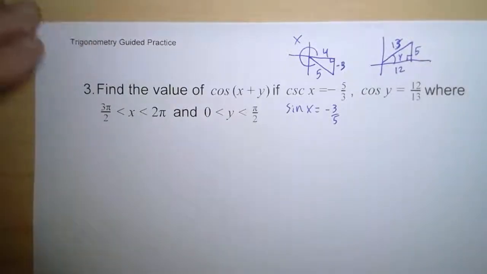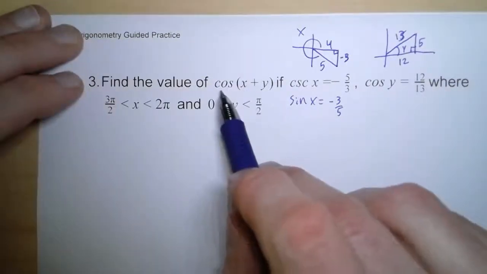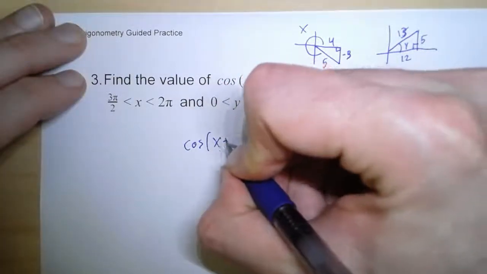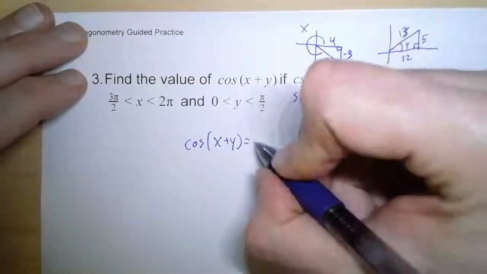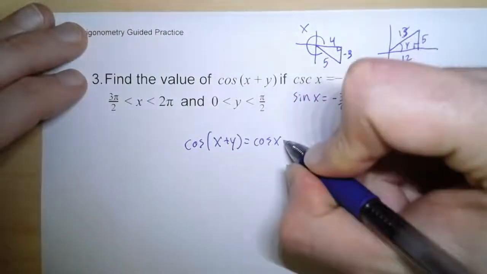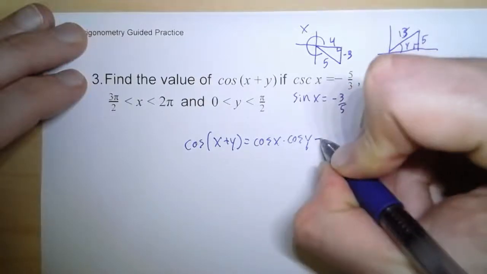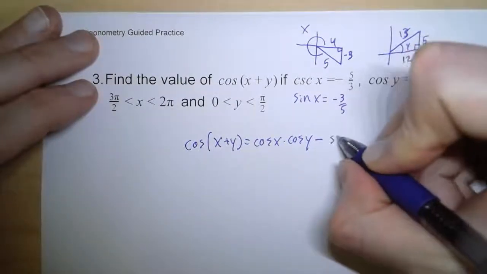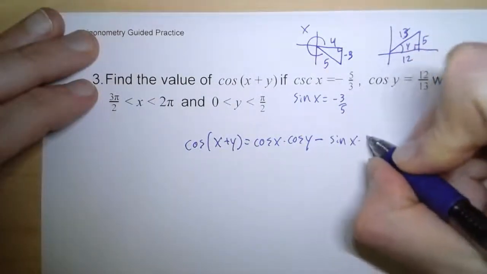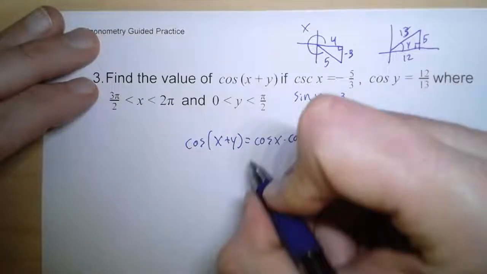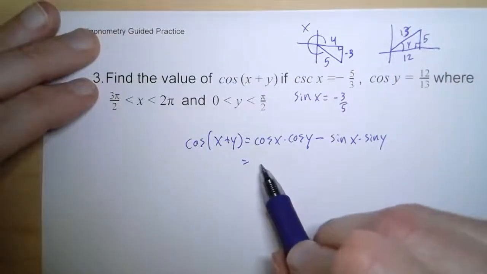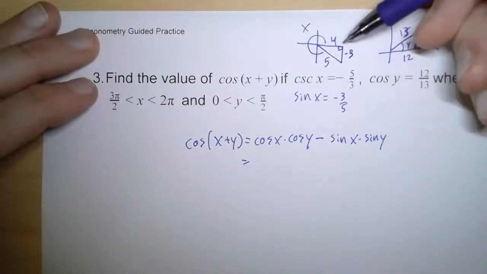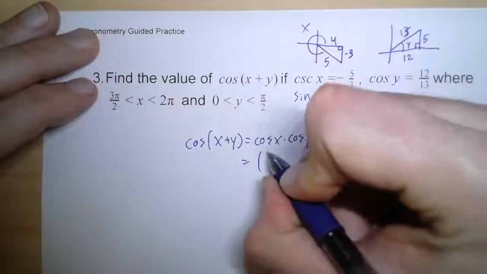Now, if we want cosine of x plus y, if we apply the identity, what we get is cosine of x times cosine of y minus, because remember, we're adding this, so we subtract, sine of x times sine of y. Now, cosine of x, what is that? Well, you look up here at this picture and we say the adjacent side is 4 and the hypotenuse is 5. So we get 4/5 for cosine of x.